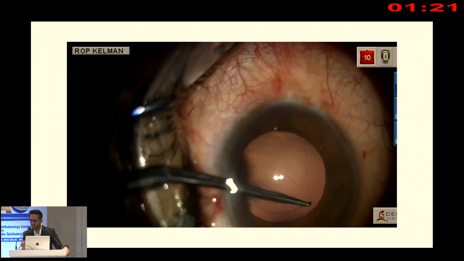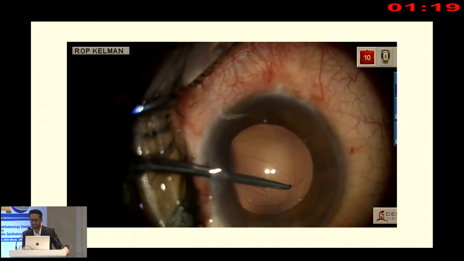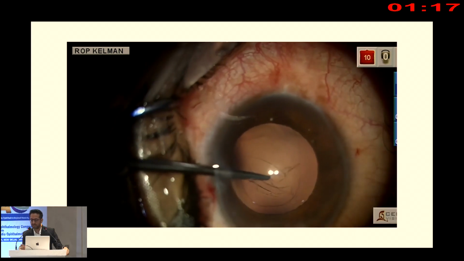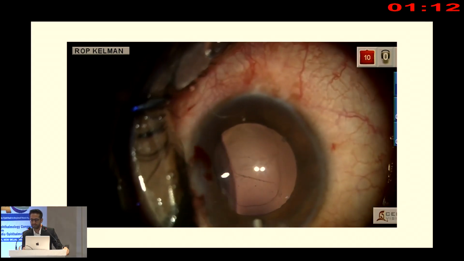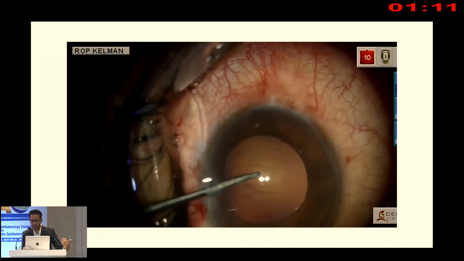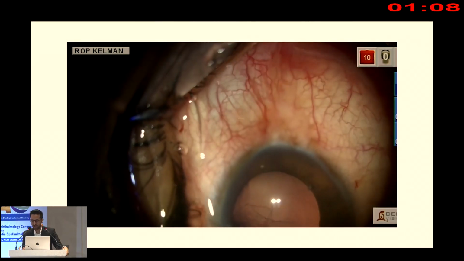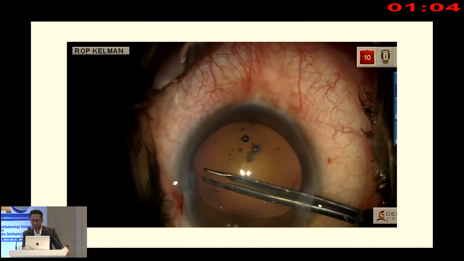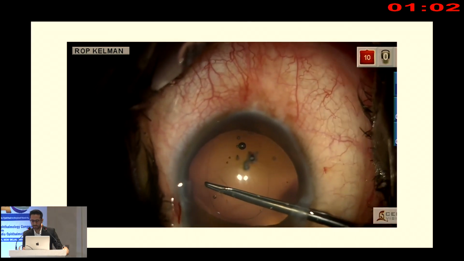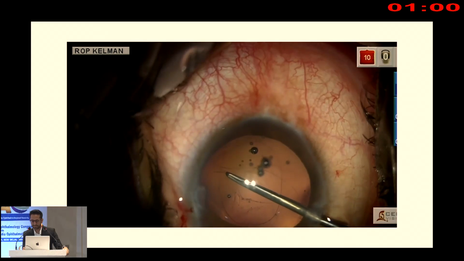I'm trying to regularize the posterior capsular rhexis. I usually go in through the side port, just to maintain good chamber stability rather than going from the main port. So now it is rounded off. And from the other side also, I was trying to round off the rhexis.